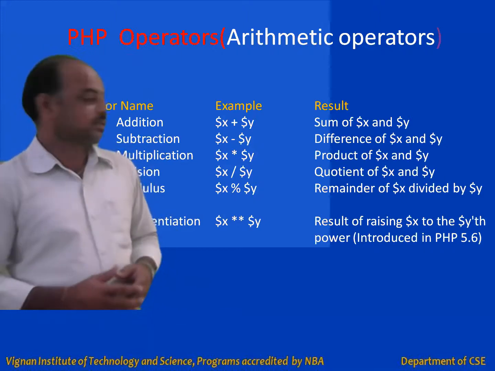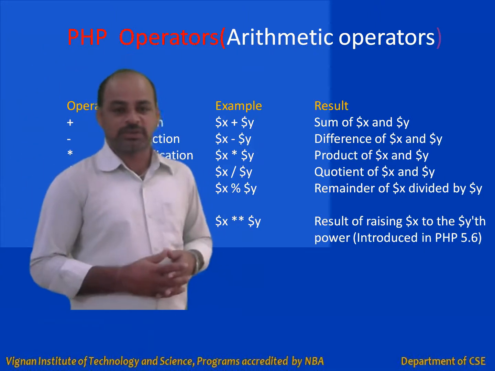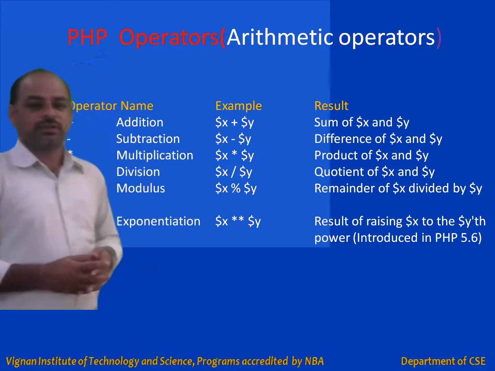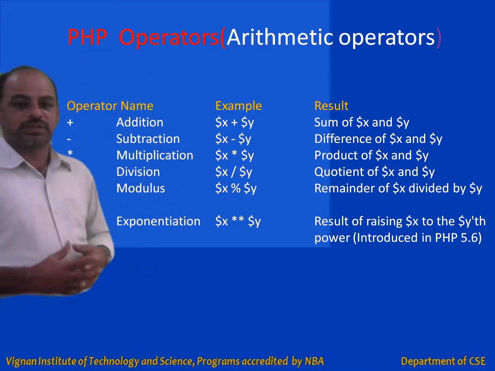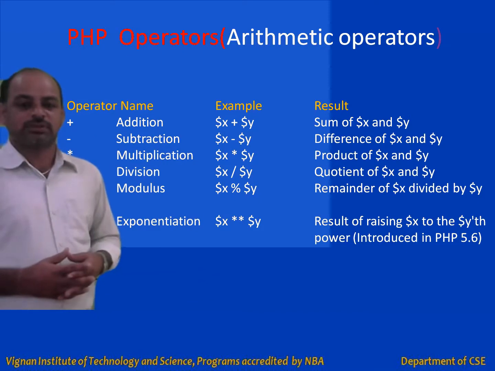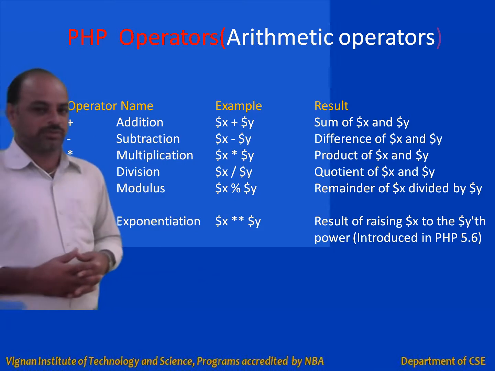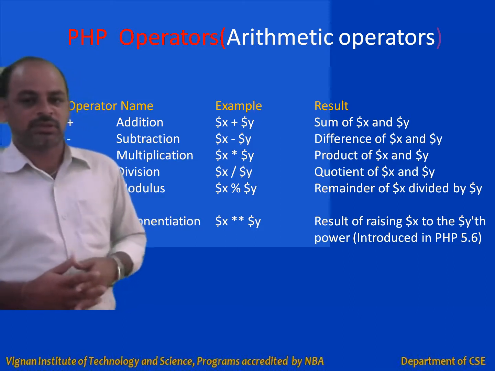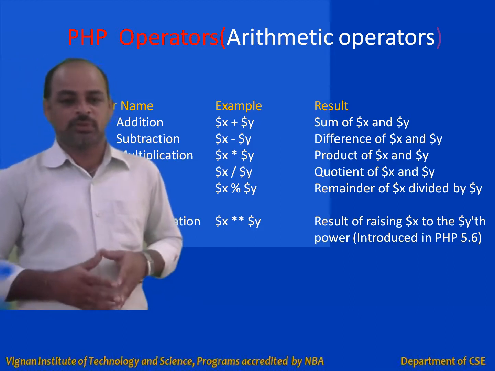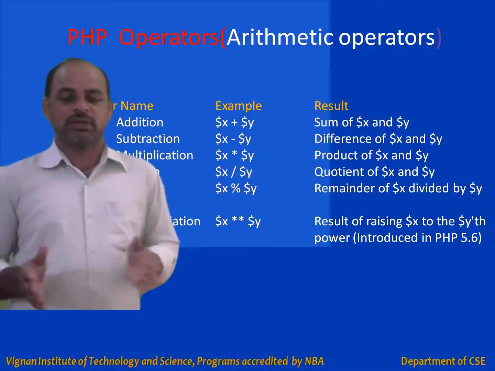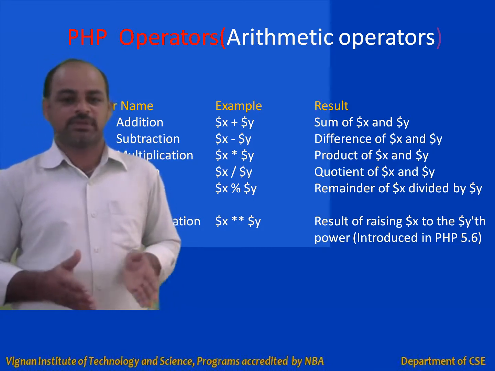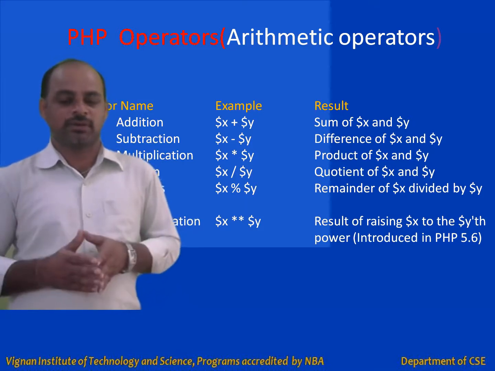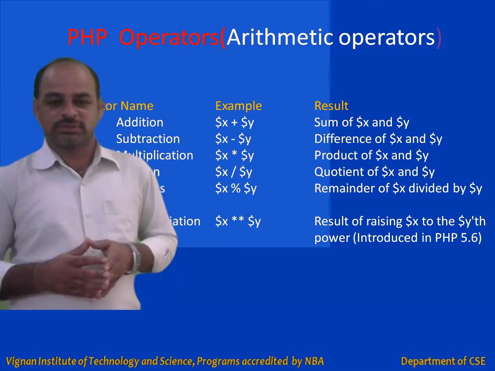So let us discuss in detail about arithmetic operators. Arithmetic operators perform all arithmetic operations. These arithmetic operations are addition, subtraction, multiplication, modulo, and exponential operators, right? The addition operation adds any two values. For example, if x is one variable and y is another variable, it adds the values of x and y and gives the result.